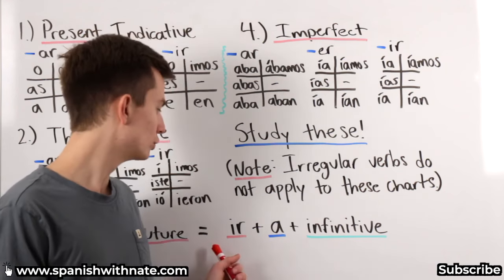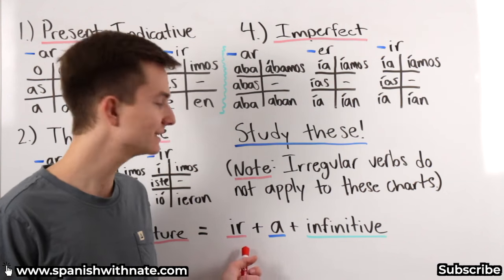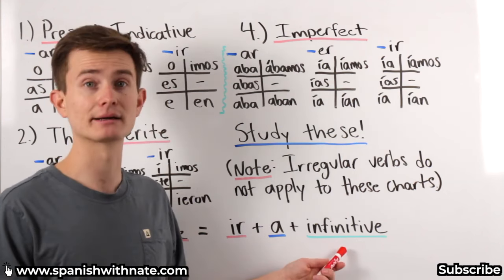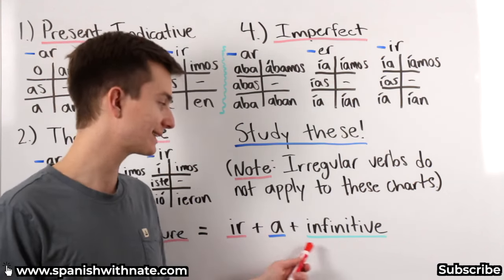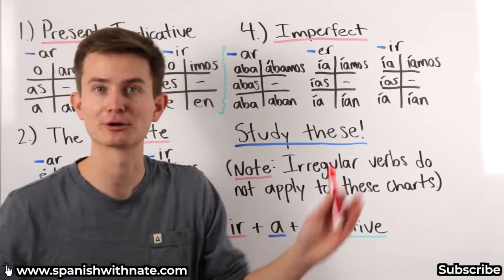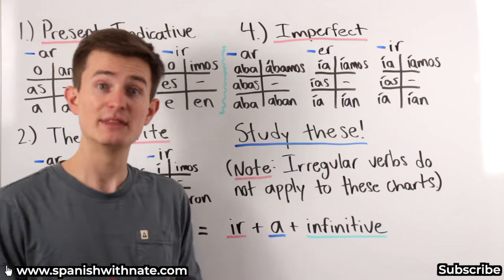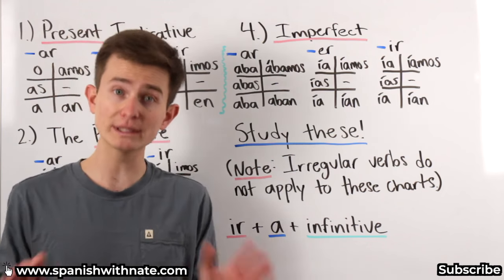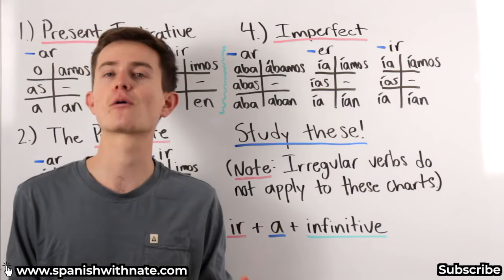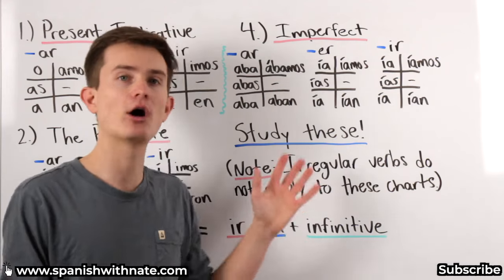Okay? Tú vas a vivir. Tú vas a vivir en Nueva York. You're going to live in New York. Okay? So that's the idea here. The informal future is awesome. It's really simple. It's just a little formula. And that's what's great about all of this.